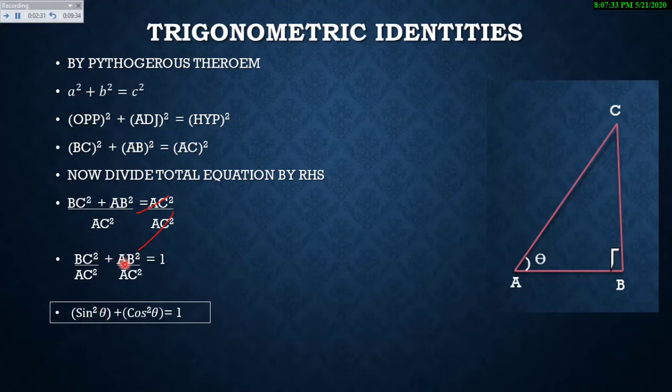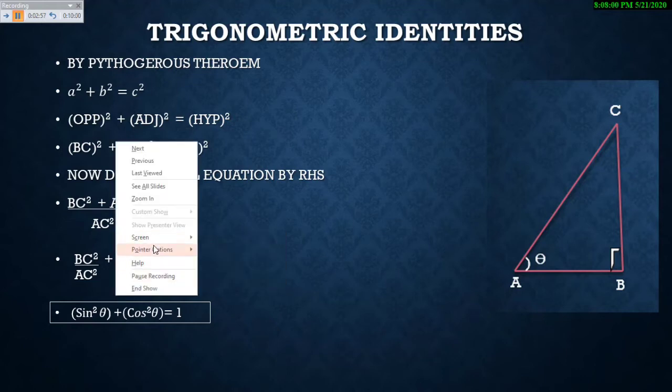Now AB square. What is AB square? Adjacent side square. What is AC? AC is hypotenuse. So adjacent by hypotenuse is cos theta. So we get cos square theta here. Now sin square theta plus cos square theta equals 1. So we proved the first identity, right?